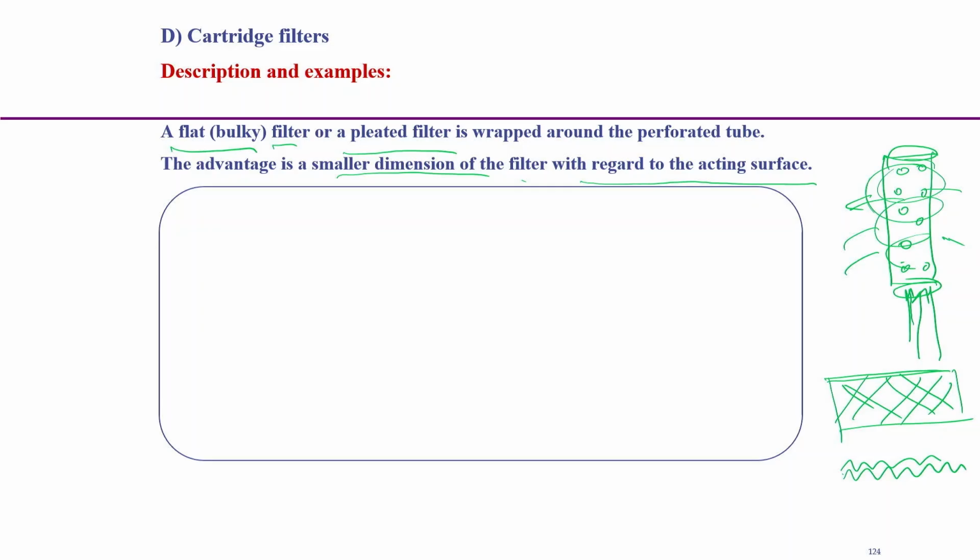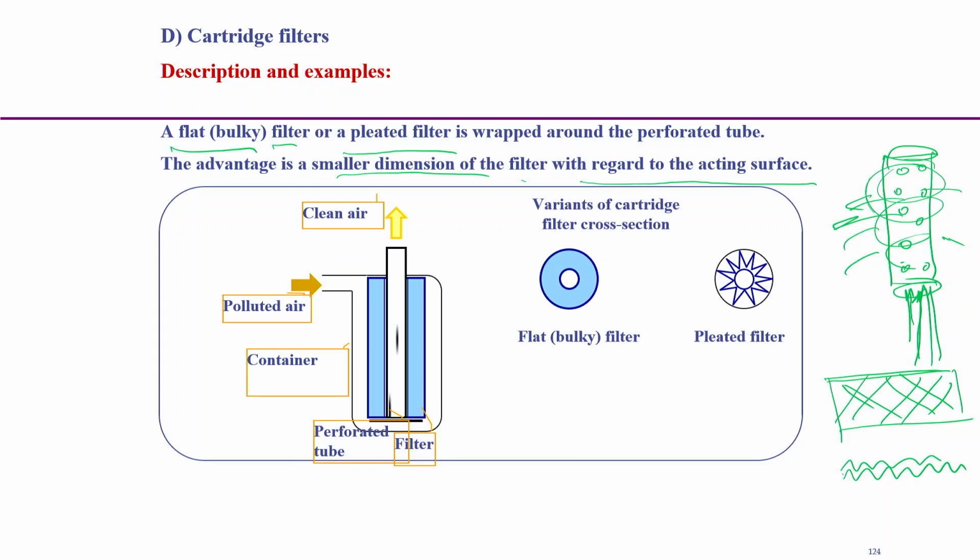So, their filter dimension is very high, but it is very compact. So, it results in lower pressure drop, but a high flow rate we can get. So, this is the schematic diagram. Here we can see the flat or bulky filter which is wrapped around the perforated drum, and also the pleated filter we can wrap around the perforated drum.